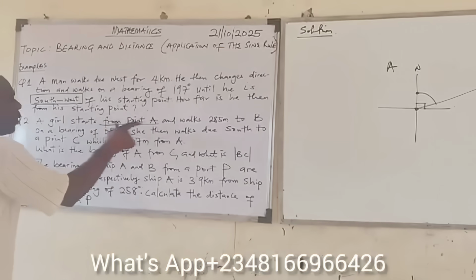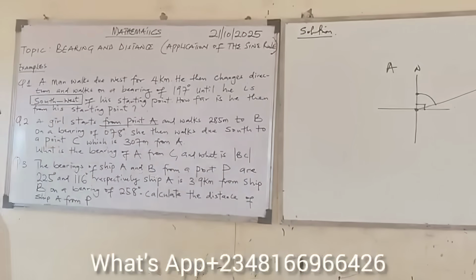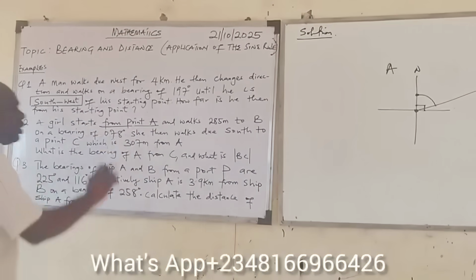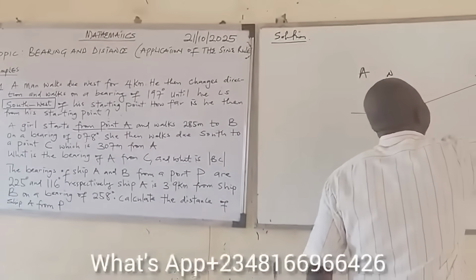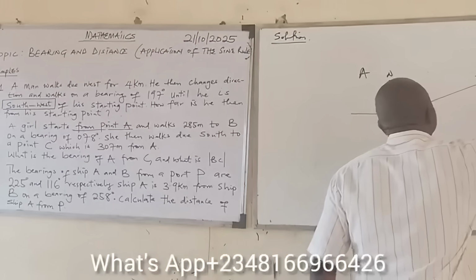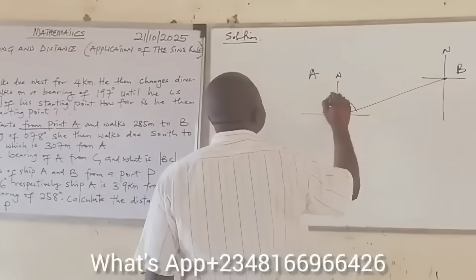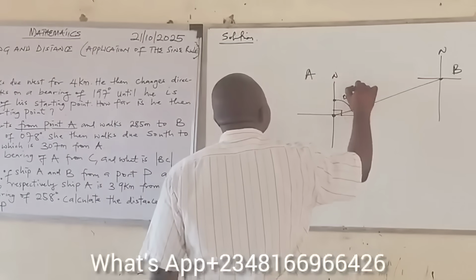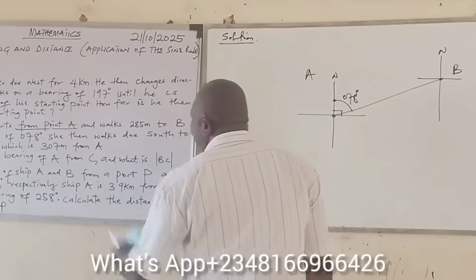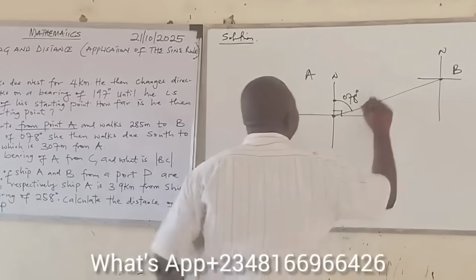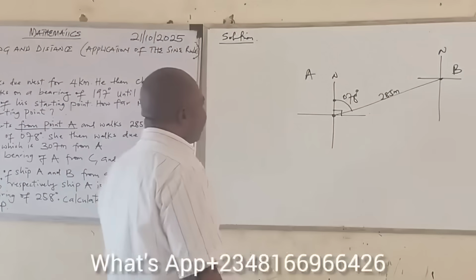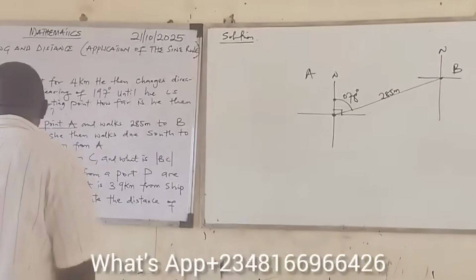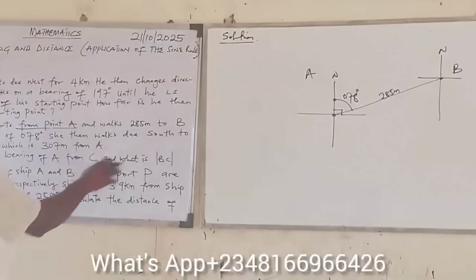A girl starts from point A and walks 285 meters to point B on the bearing of this. So it means this is our point B. Now remember, the bearing there is 078 degrees. And the distance is 285 meters to B. She then walks due south.